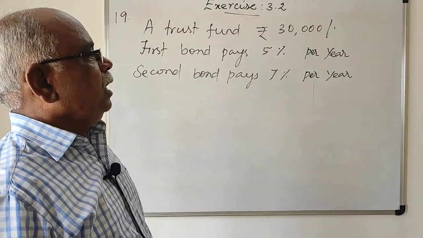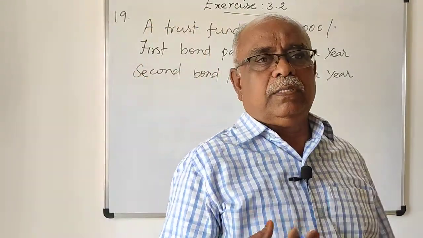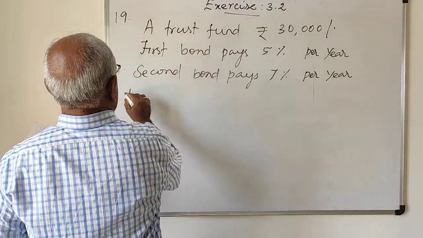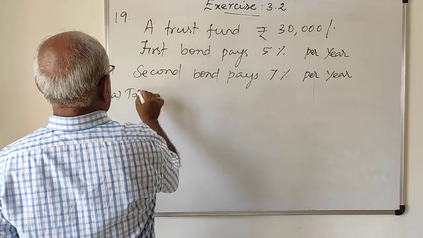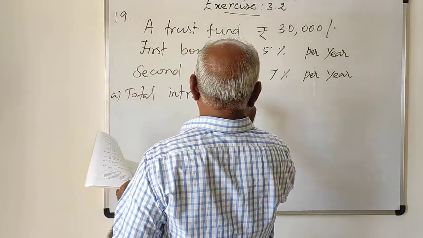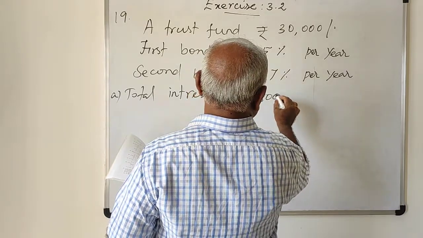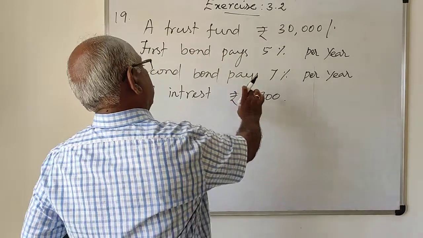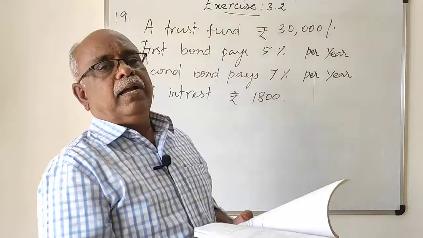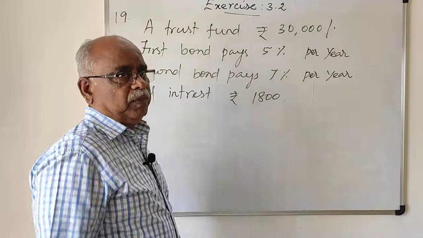Now, if the total interest of these two bonds combined is rupees 1,800, then what are the amounts invested in these two different bonds? That is our first problem.